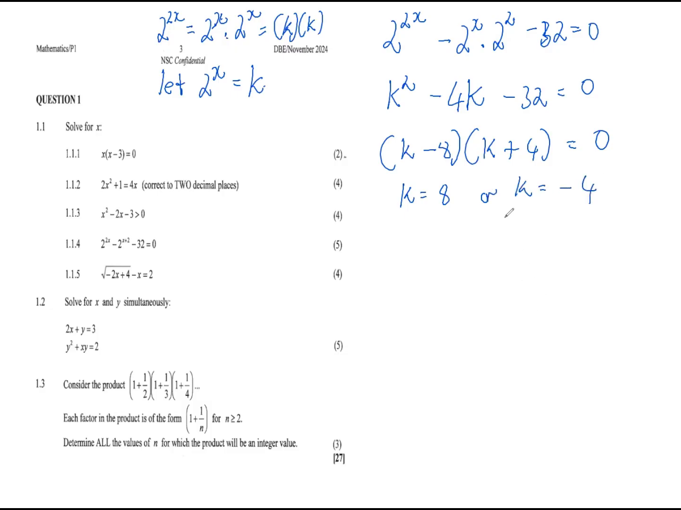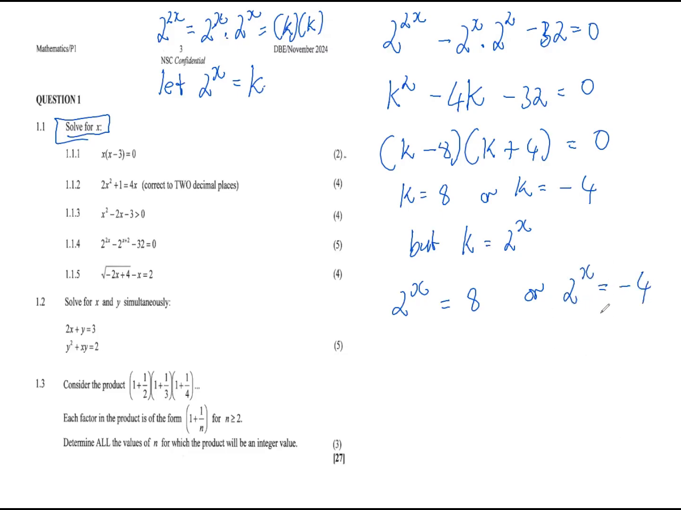But now I have to remind myself that, remember, k was not what I was initially calculating. K was just only a scapegoat for now, right? What I'm trying to calculate is what? X. I'm trying to solve for x. So I have to say, but k is equal to 2 to the exponent of x. What does this mean? It means where there is k, now I have to replace back by that 2 to the exponent of x. And then this is equal to 8. Also, again here, 2 to the exponent of x, which is equal to negative 4.